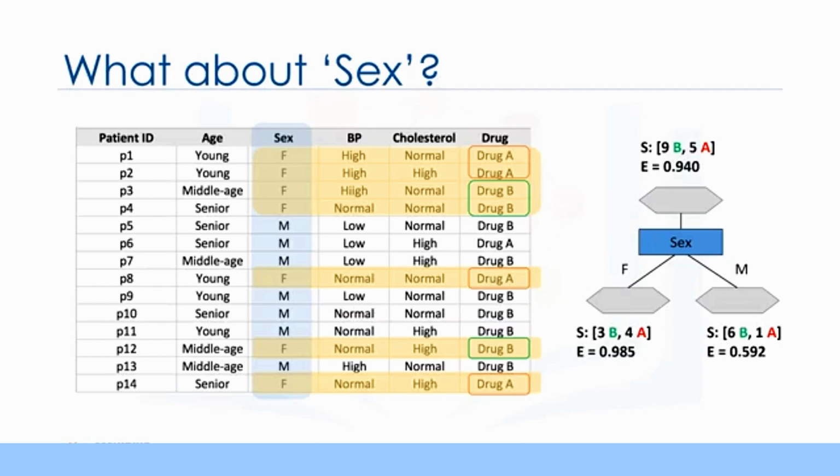However, on the other side of the branch, when the value of the sex attribute is male, the result is more pure, with 6 for drug B and only 1 for drug A. The entropy for this group is 0.59.